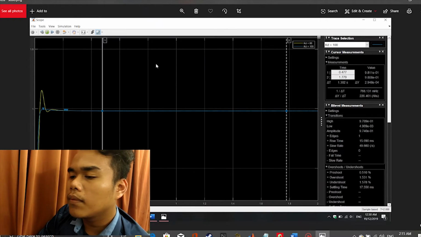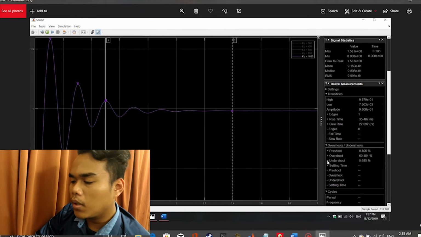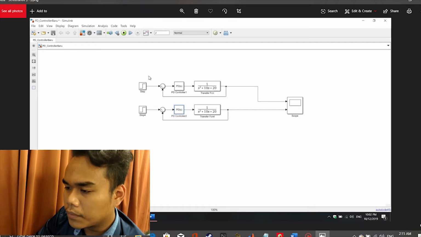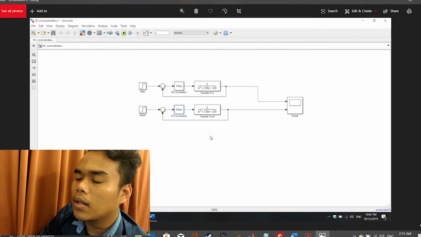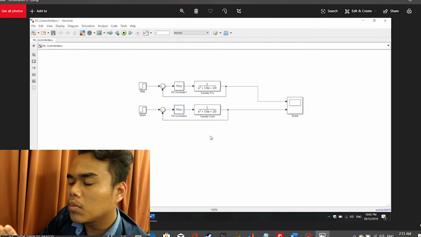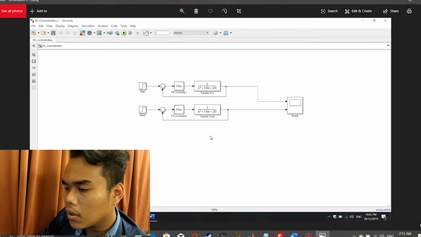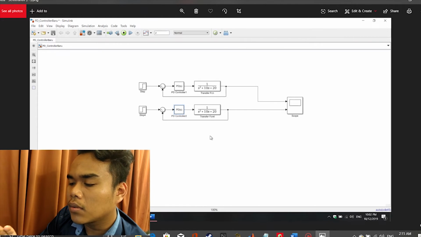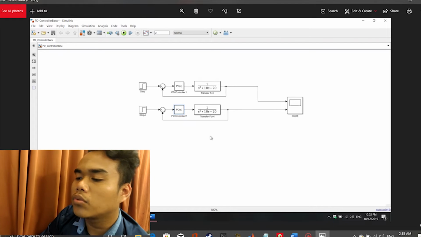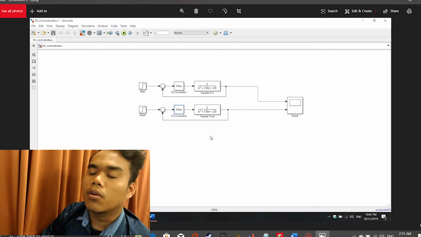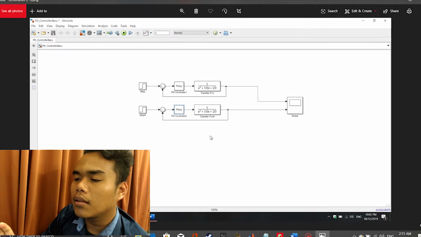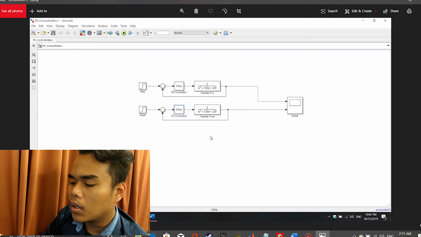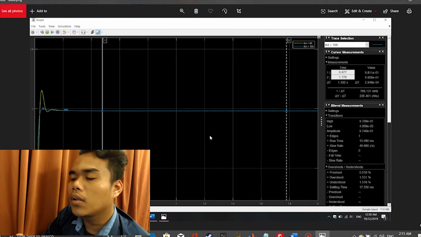Now I'm going to present the PD controller. When we look at the PD Simulink, it has two PD controllers, PD controller 1 and PD controller 2. So I compare the two graphs to make sure that I get the true value graph that I can compare with the KP graph.